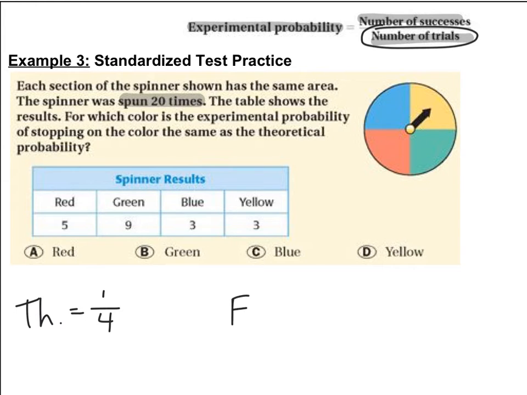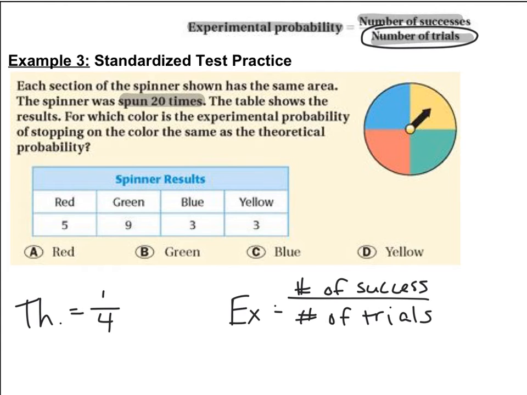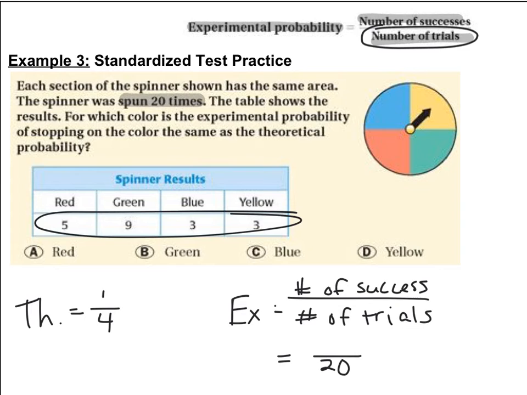Now the experimental probability, again, we have to put the number of successes over the total number of trials. So we want to look in here at our chart and try to figure out what number of successes. We already know our number of trials. It's 20. What number of successes will give us a 1 in 4 chance? So if I look here, okay, 5 over 20.